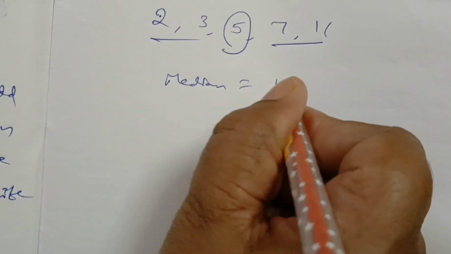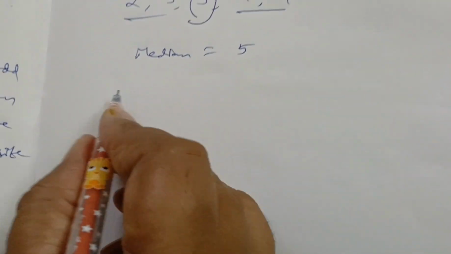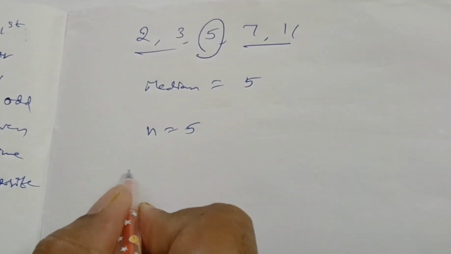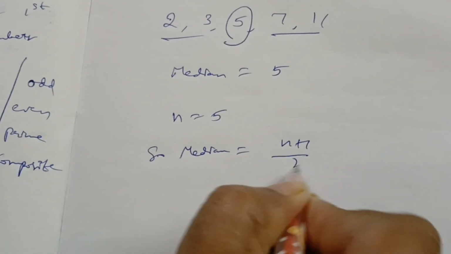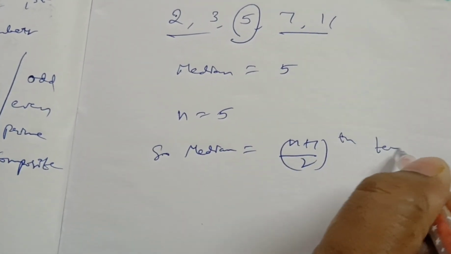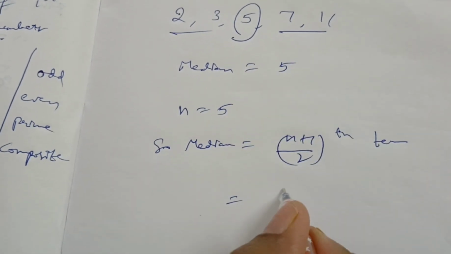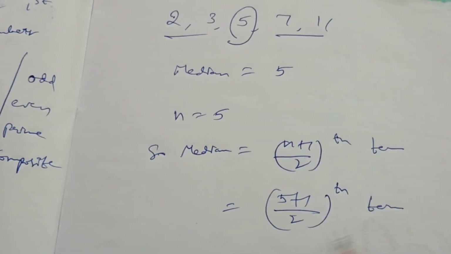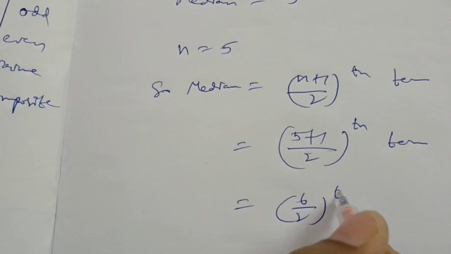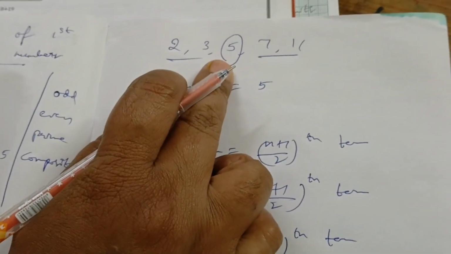So when it is given for 2 marks, what we need to do? N is 5. So the median is the n plus 1 by 2th term. What is n here? 5. So 5 plus 1 by 2th term, that is 6 by 2th term, that is the 3rd term is the median. What is the 3rd term over here? 5.